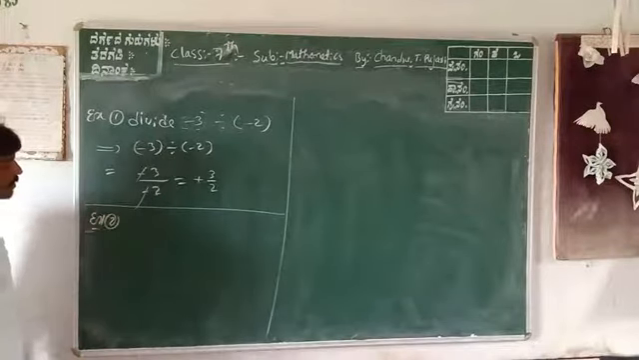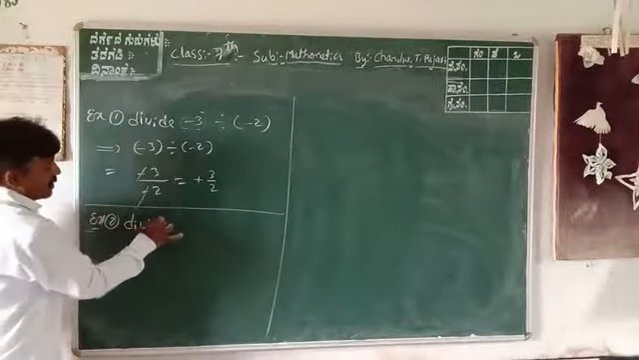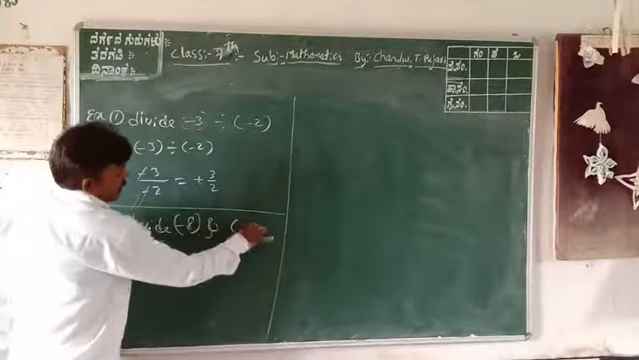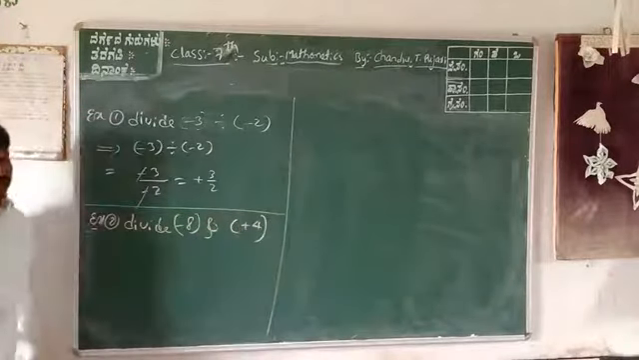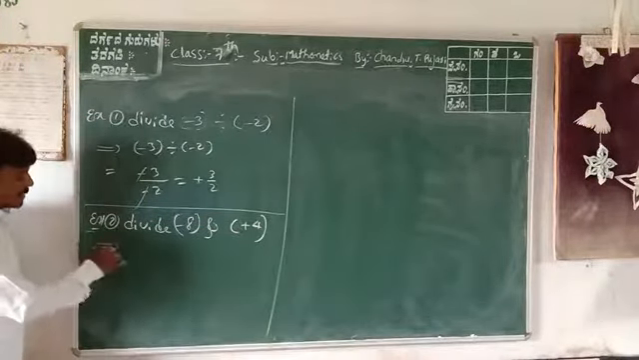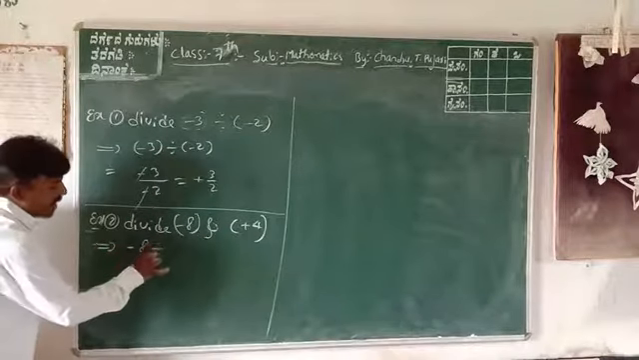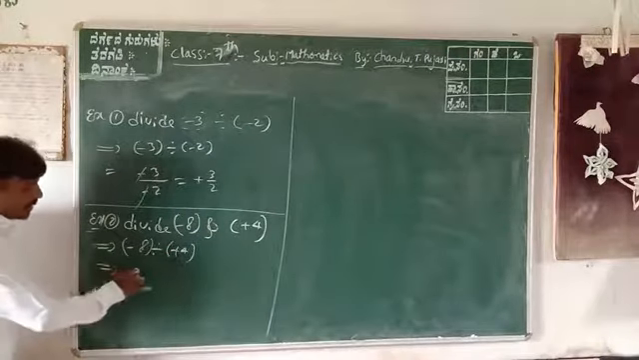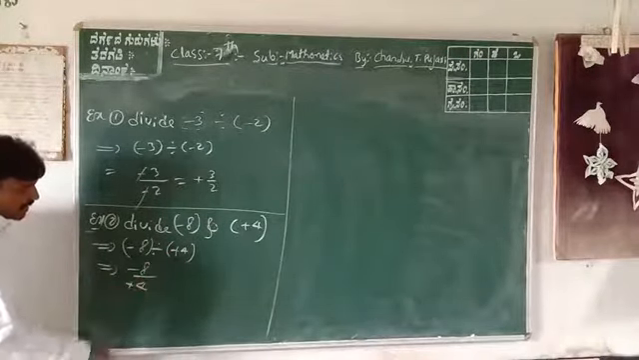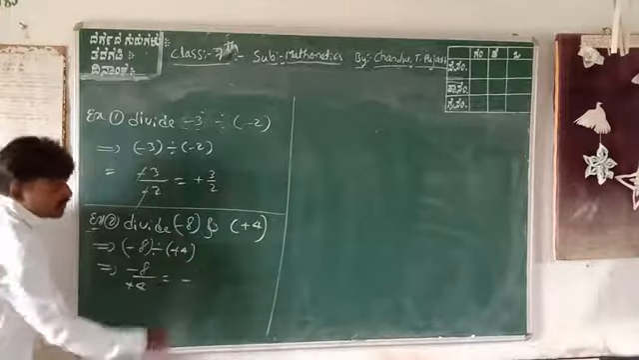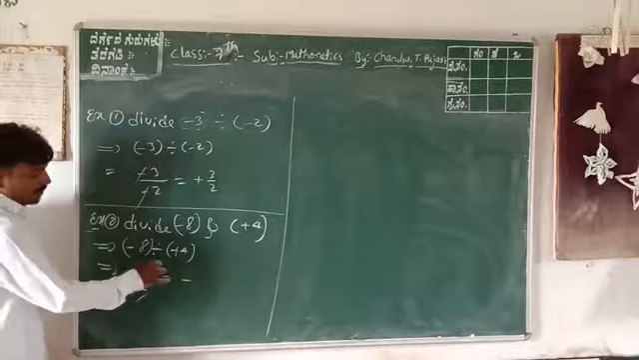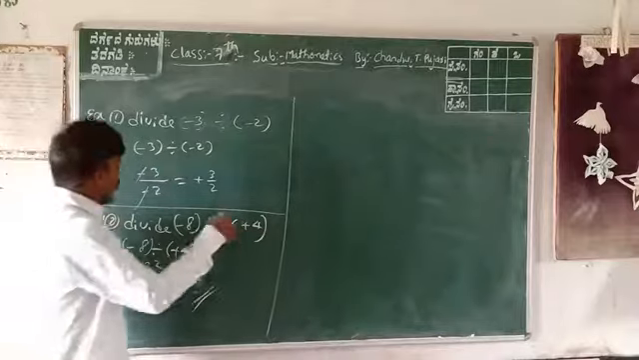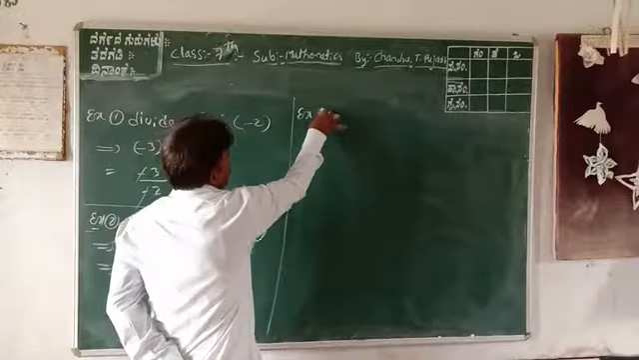Next, example number 2: divide minus 8 and plus 4. Minus 8 divided by plus 4. Opposite signs are here, so the sign is minus. 4 ones are 4, 4 twos are 8, so the answer is minus 2.